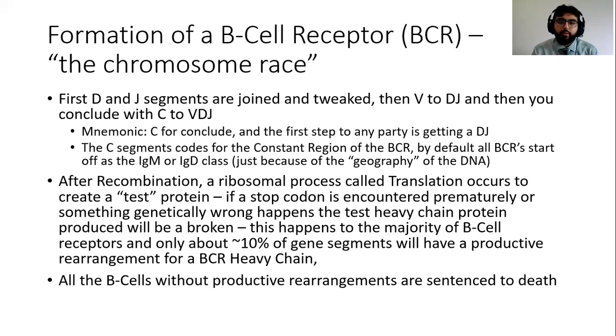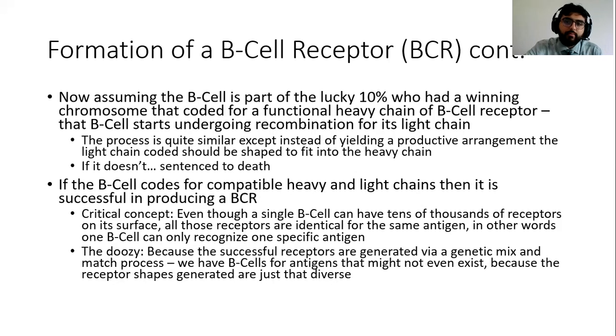be terminated. And mind you, only about 10% of the gene segments produced in this whole mix and match process will actually produce a productive rearrangement for a B-cell receptor heavy chain. So only 10% of all of them are going to go on to even attempt making a light chain. And again, if the B cell can't make a productive rearrangement, it'll be sentenced to death. Now, if it's part of the lucky 10% who had a chromosome that could code for a B cell receptor, it will undergo the process again, but this time for a light chain.